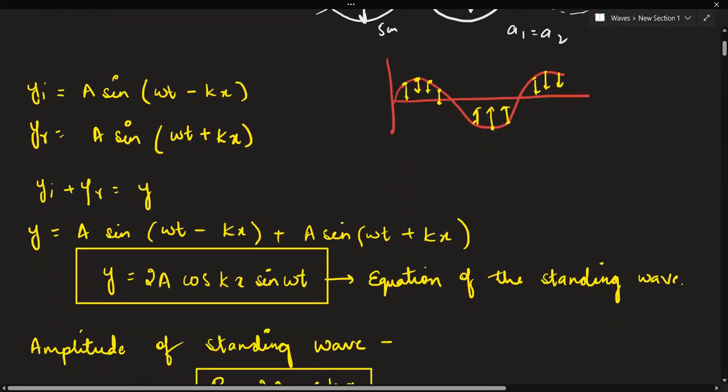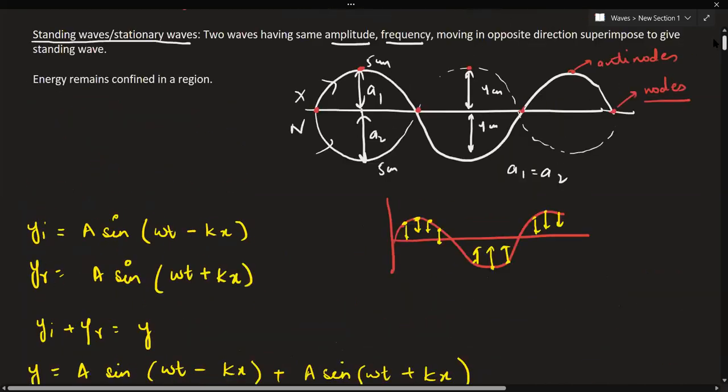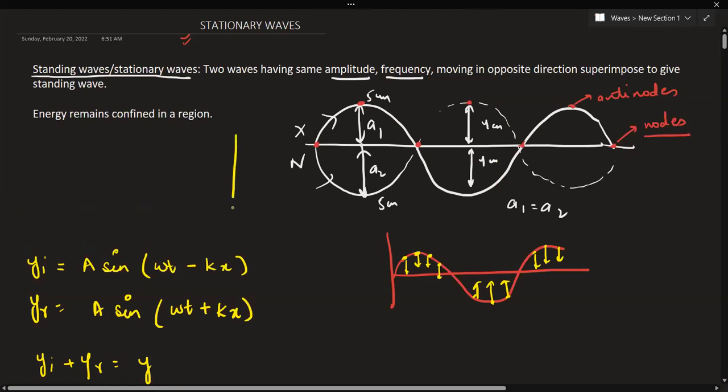See, if this is the incident wave, one will be the incident wave, other will be the reflected wave. One wave that will be coming, that is known as the incident wave. So incident wave has its equation. Y incident is A sine omega t minus kx. What is omega? Angular velocity.